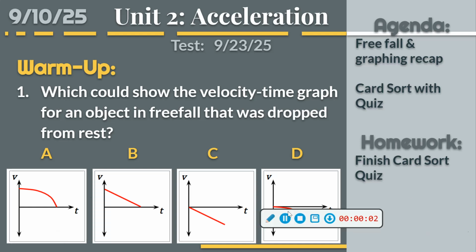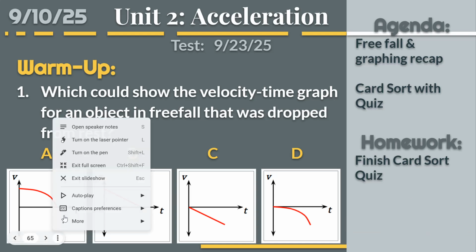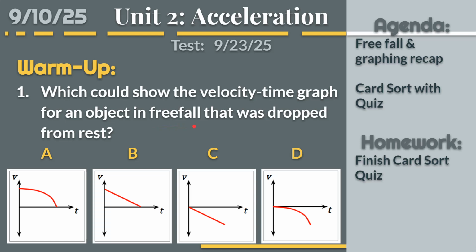Okay guys, let's go ahead and talk about this warm-up question. Hopefully you took a moment to look at it yourself and try to answer it on your own. If not, then look at it with me now, and it should be something that you copy down into your notes for today. It says, which could show the velocity time graph for an object in free fall that was dropped from rest?